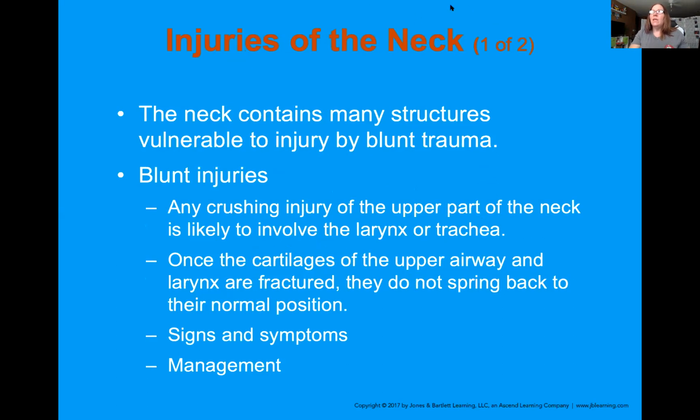All right, neck injury. Injuries to the neck. We have a variety of different types of injuries that can occur. In Arizona, necks and barbed wire seem to come together in various ways.